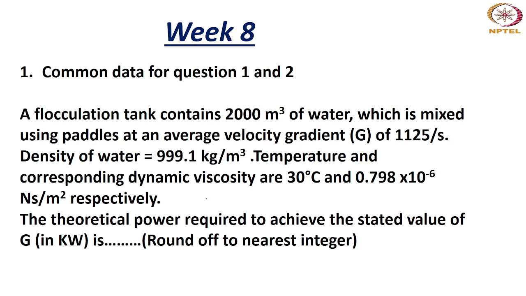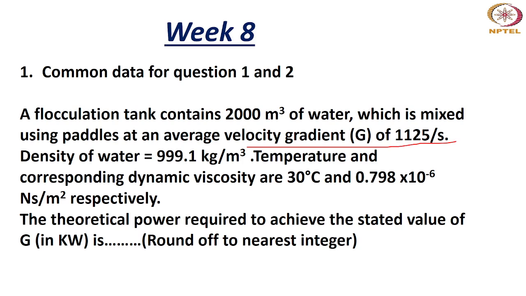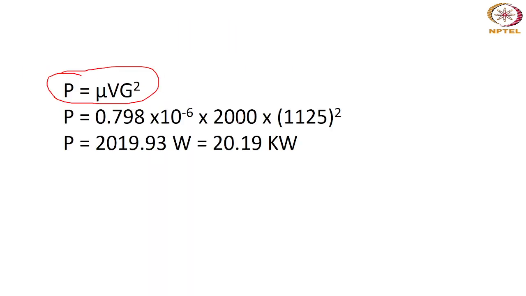The velocity gradient G was given as 1125 per second, and here the volume was given as 2000 meter cube of water, and mu was given as 0.798 into 10 to the minus 6. If you just put in the values and calculate, you will get the answer in watt, that is 2019.93 watt. If you convert it into kilowatt, it will be 20.1 kilowatt. So this is as easy.